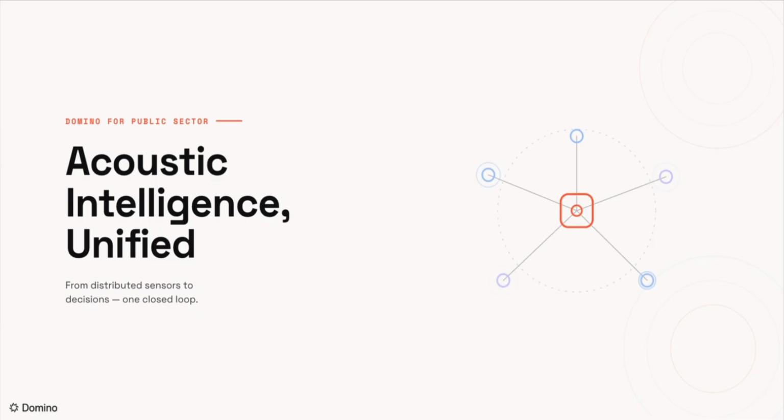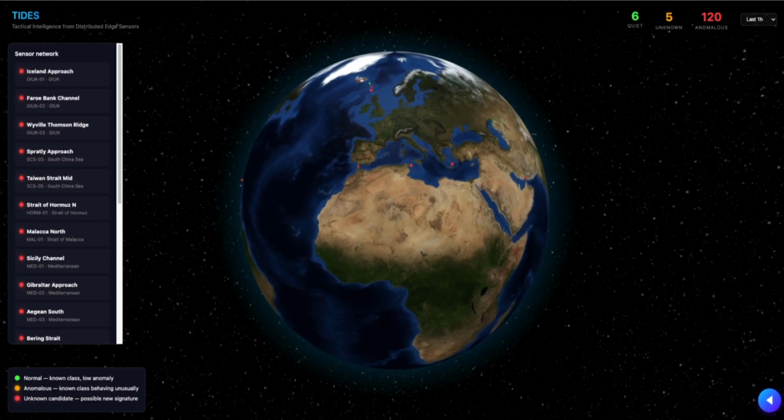In this demo, we'll show how Domino accelerates that system. The same approach works for radar signal triage, ISR feed classification, or any sensor fusion pipeline that needs analyst adjudication and continuous retraining. Here's the result.